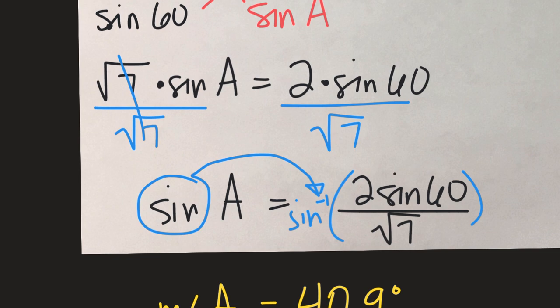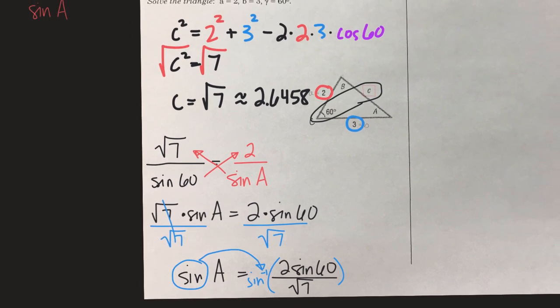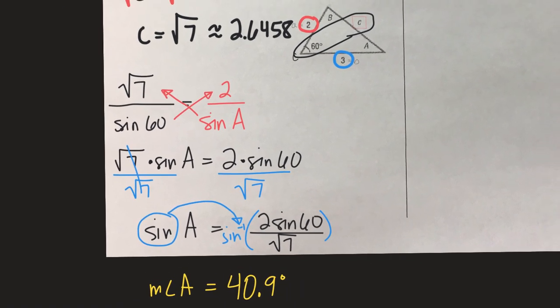Okay, so first we use the law of cosines to figure out what that opposite side was. And once we have the opposite side, now we can use the ratio for the law of sines. And of course, our third angle is always found by using geometry. So angle B is going to be 180 minus 60, which is angle C, minus 40.9, which is angle A. And my answer comes out to be 79.1 degrees.